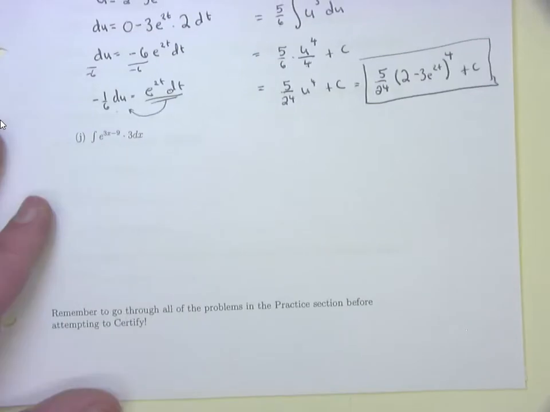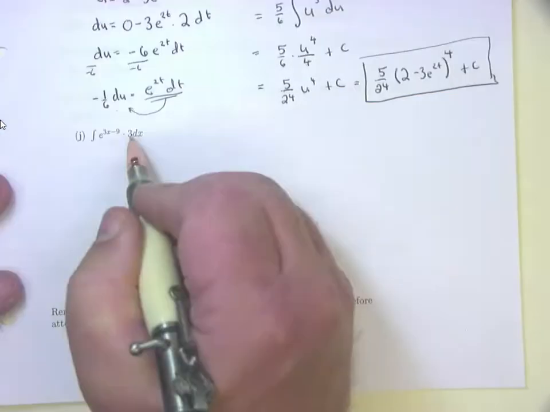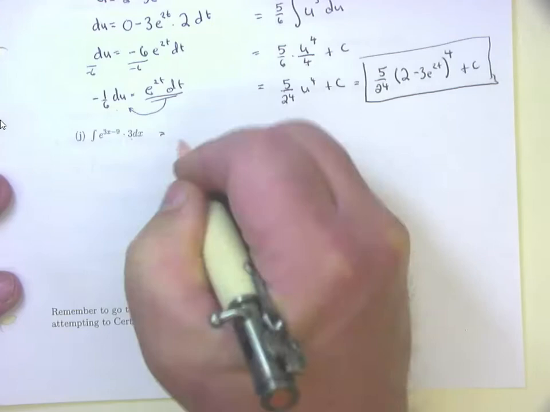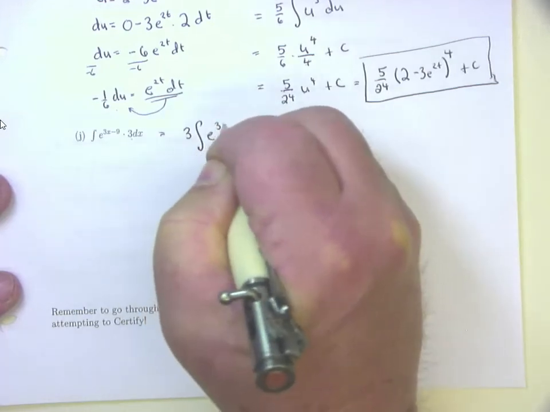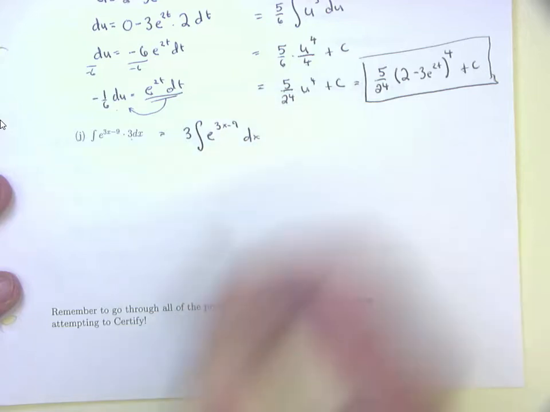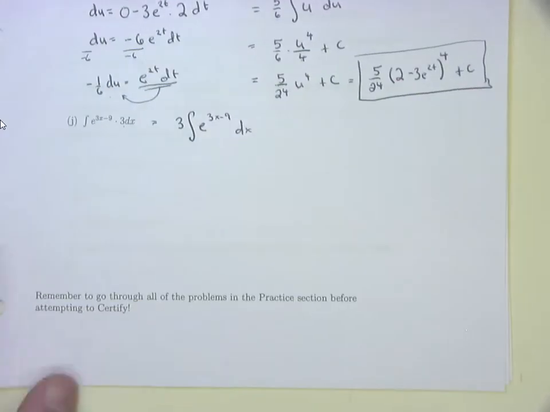Look at this problem. I got the integral of e to the 3x minus 9 times 3 dx. Tell you what, see that 3 right there? I'm just going to pull it out front. I'm going to clean this up. This becomes 3 times the integral of e to the 3x minus 9 dx. Because I want to do the traditional same steps every time.